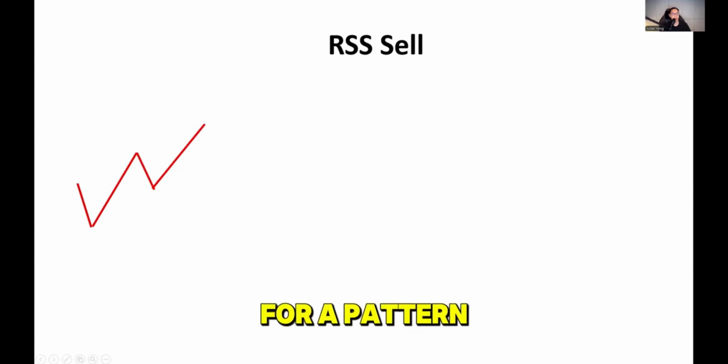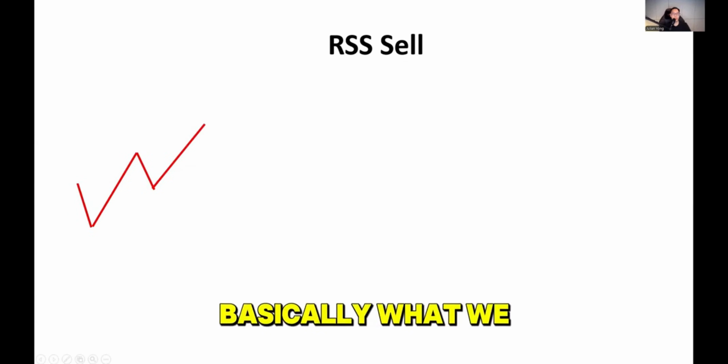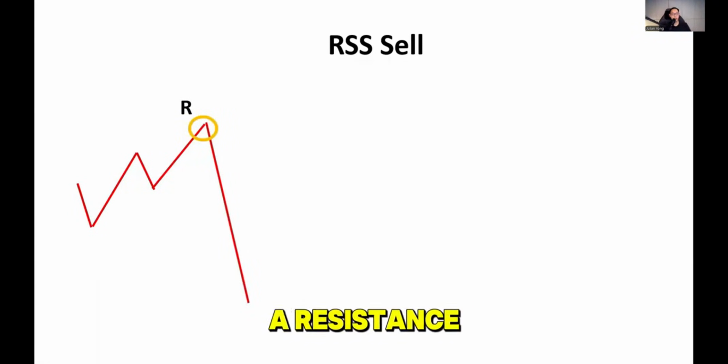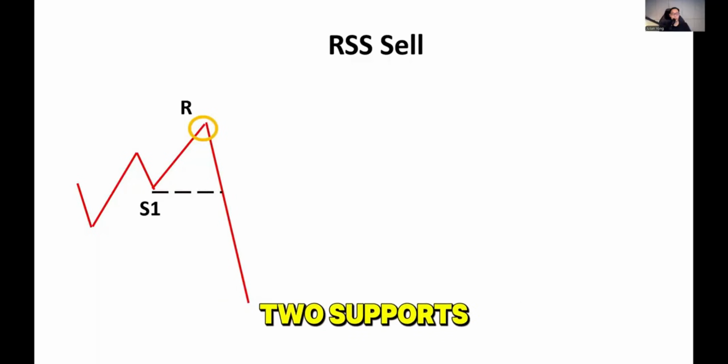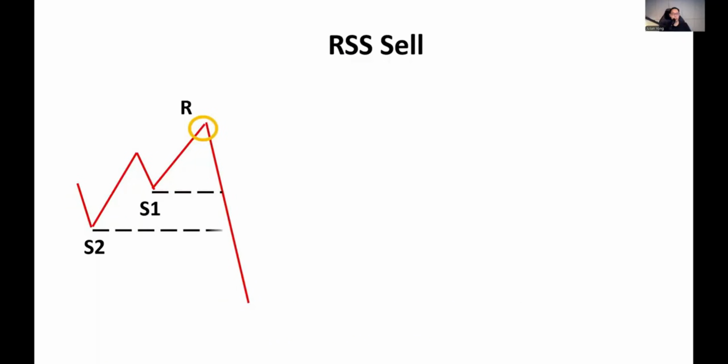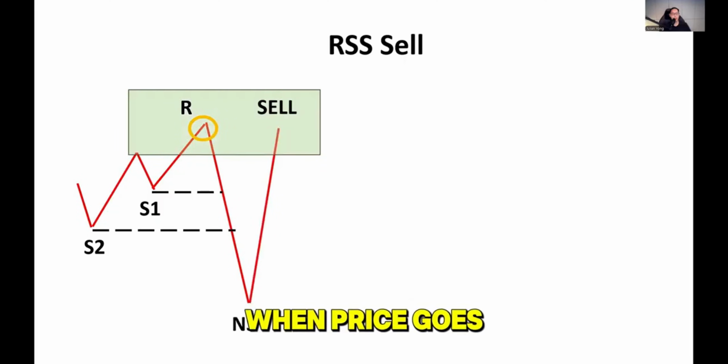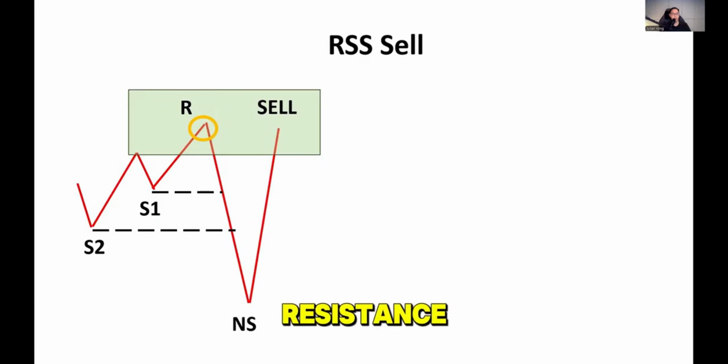We're looking for a pattern similar to this. Basically, what we want to look out for is a resistance that breaks through two supports, support 1 and support 2. Wait for a new support to be formed. And then when price goes all the way back to the resistance, this is the area they want to sell. Also, similar to before, valid area would be until S1.